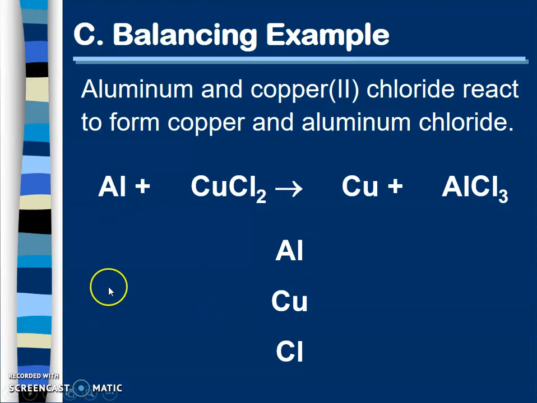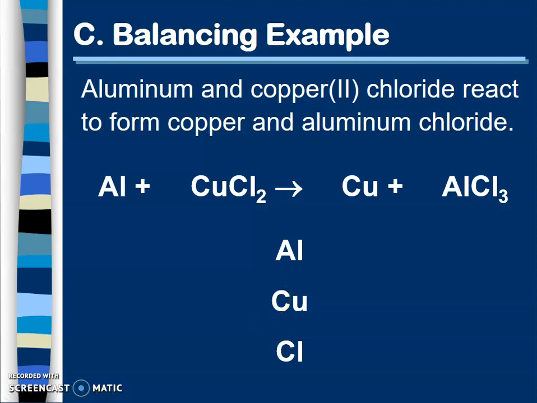All right, the next thing I did is I came below the arrow and I wrote every single atom that is involved in the equation. So I have Al on both sides, I have Cu on both sides, and I have Cl on both sides. So I just wrote it out. That way I can keep up and I don't skip anybody. So that's the next thing I like to do.